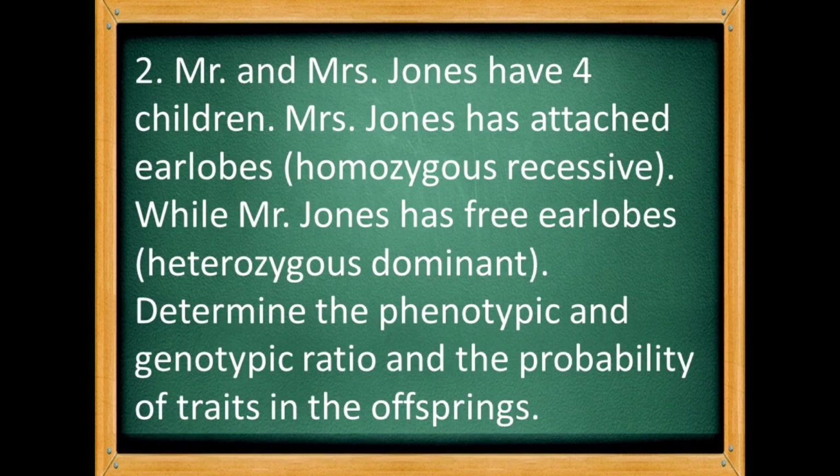Now number 2, Mr. and Mrs. Jones have 4 children. Mrs. Jones has attached earlobes, which is homozygous recessive, while Mr. Jones has free earlobes, heterozygous dominant. Now, determine the phenotypic and genotypic ratio and the probability of traits in the offsprings. Your timer starts now.